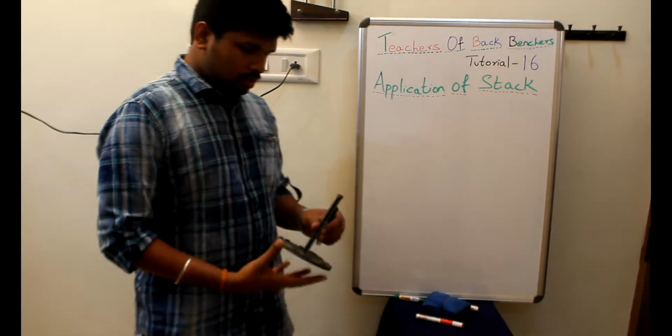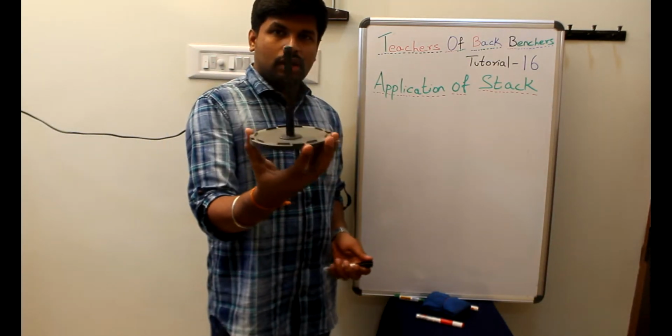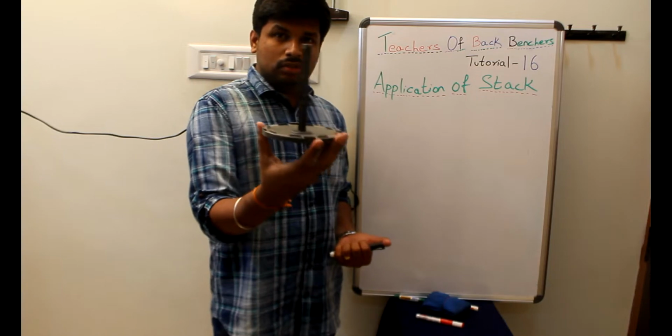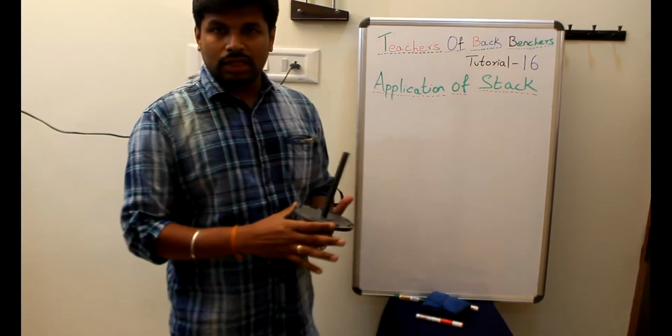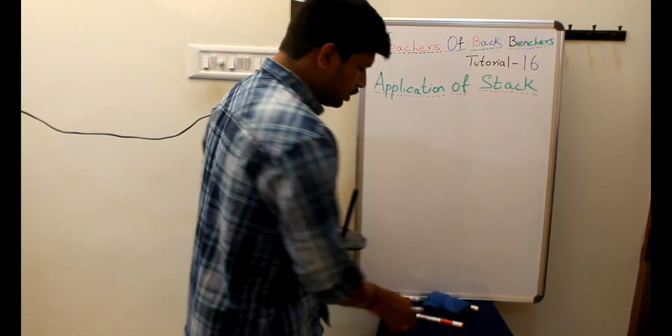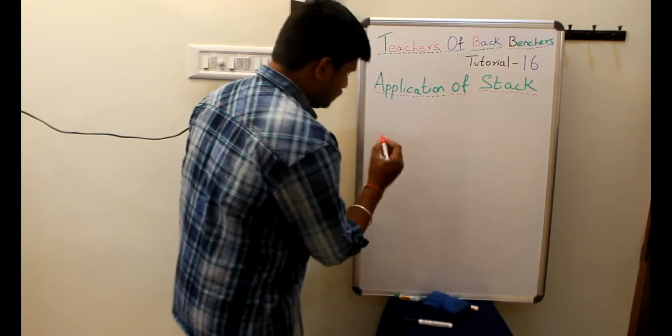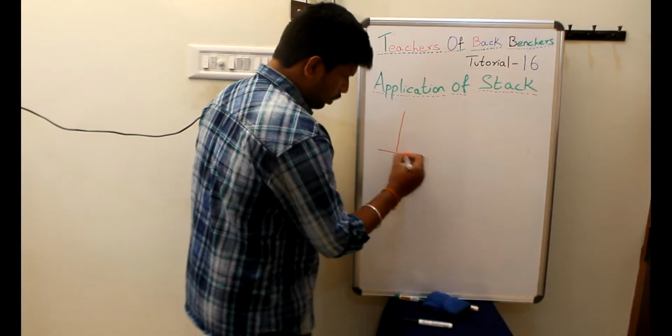So let's assume this is one Tower of Hanoi. Similar to this one, we are having 3 towers: tower 1, tower 2 and tower 3, which is like this. Tower 1.